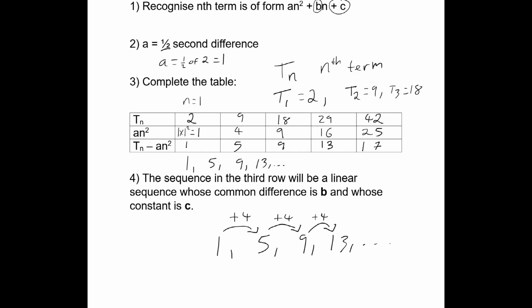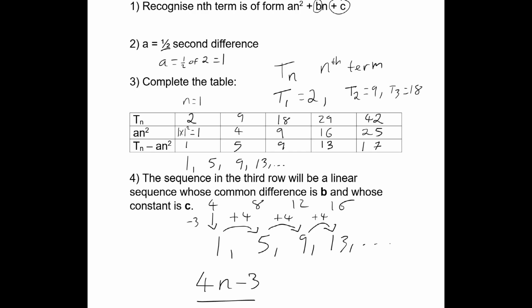We know the 4 times table goes up in 4s: 4, 8, 12, 16, and so on. To get from 4 to 1, we take away 3. 8 to 5, take away 3. 12 to 9, take away 3, and so on. So the nth term is 4n, take away 3.